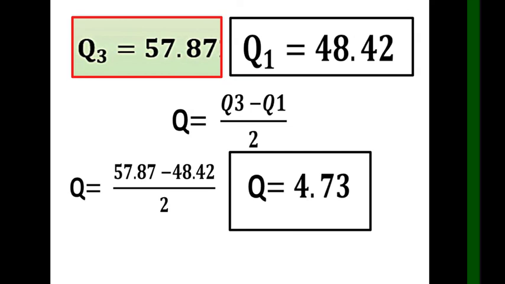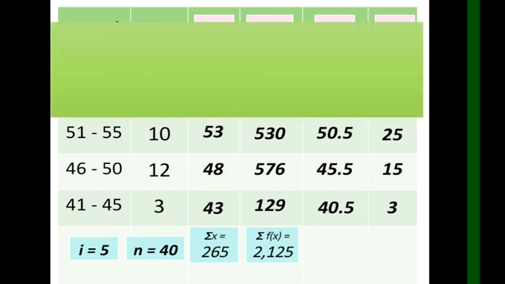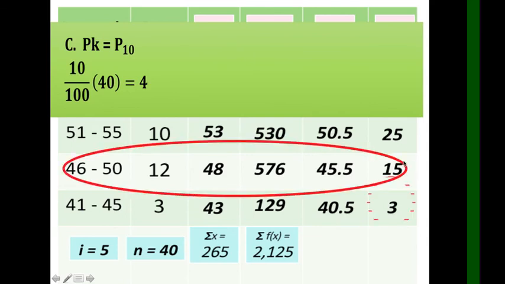Now let's proceed with P or the percentile. For the percentile, we will use the same table that we solved a while ago. And then, for the percentile P K, the first part is P10, the second is P90, right? So P10, our K is 10. The formula for that is K over 100 times N. Our N is 40, and then 100 is constant. So 40 times 10 is 400 divided by 100 is 4. What is the number that is greater than 4 but not less than 4? In the cumulative frequency, we have 15. So we will encircle that. What is lower than 15 is 3.